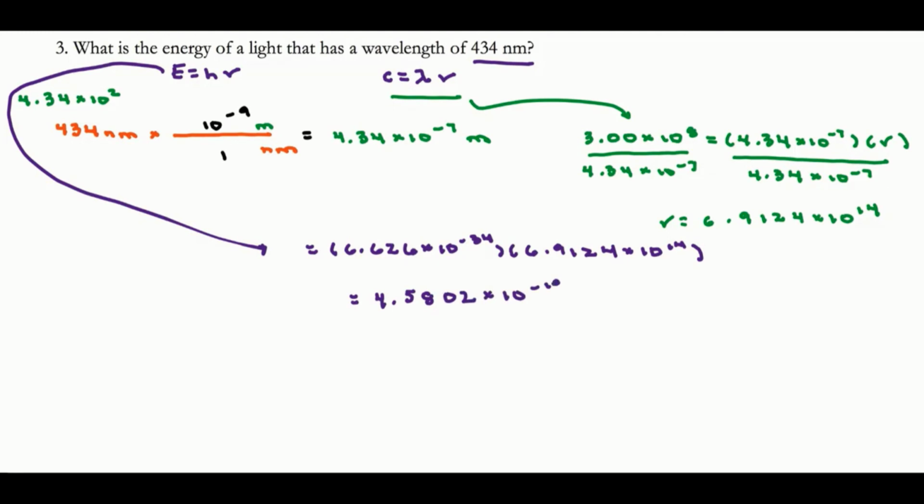Let's figure out sig figs. The values that I used, 434 has 1, 2, 3 sig figs. Another value that I used was my speed of light, 3 significant figures, and then my Planck's constant, 1, 2, 3, 4. So I want my final answer to have 3 sig figs. So my final answer rounded to 3 sig figs is going to be 4.58 times 10 to the negative 19. And my units are going to be joules, because I'm solving a lot of steps, but very manageable.